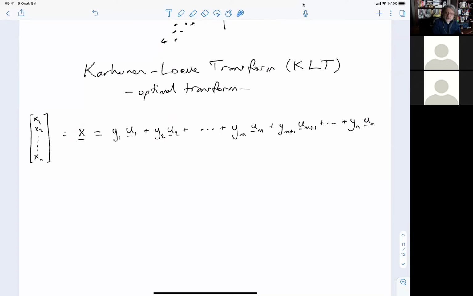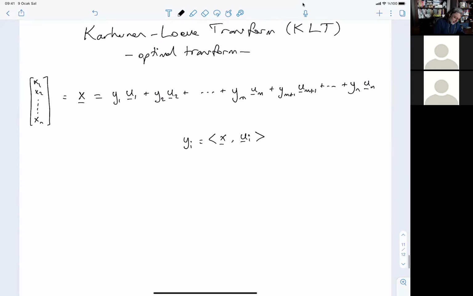Therefore, that inner product will define our transformation. We can write it like this. So Yi is essentially X inner product with Ui, if the Ui's are orthonormal, and we will assume that they are orthonormal. So we will be designing an orthonormal and optimal transform, not any transform, but orthonormal.